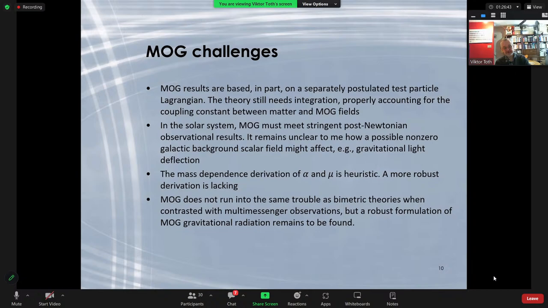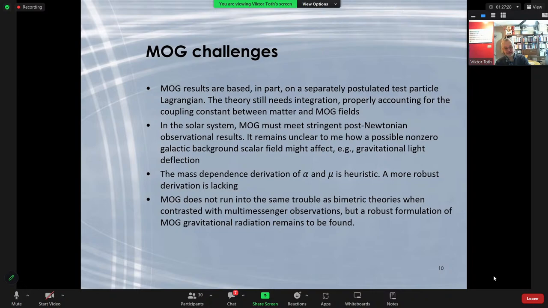Now, in the solar system, it's one thing to be able to predict Newtonian behavior, but in the solar system, we also have very stringent post-Newtonian data, everything, you know, from Cassini, from planetary radar ranging, from lunar laser ranging. So we have to be able to meet all those criteria. The scalar parameters of the MOG theory, alpha and mu, we have a derivation that makes alpha and mu dependent on M, the mass of the source, but this derivation is kind of heuristic, and we would like to see a much more robust theoretical relationship between the source mass and these critical parameters of the theory.